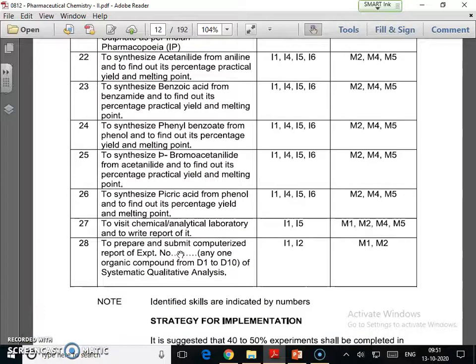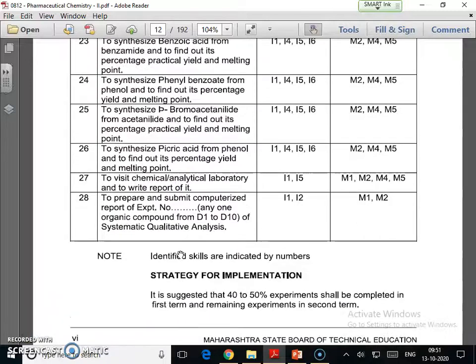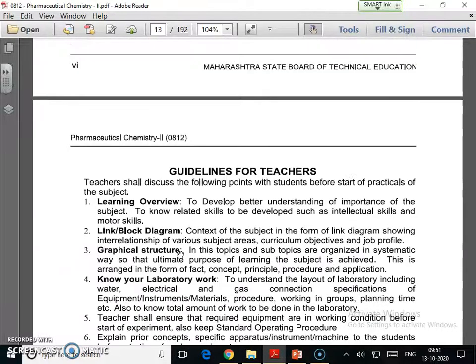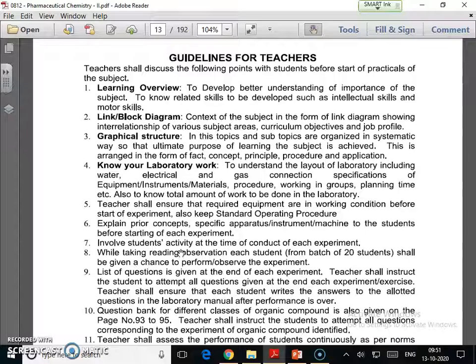So this is the third type of experiment in your syllabus, and all these 28 experiments we will divide as per your first sessional, second sessional and third sessional syllabus. So no need to worry that you have to perform everything at a time.